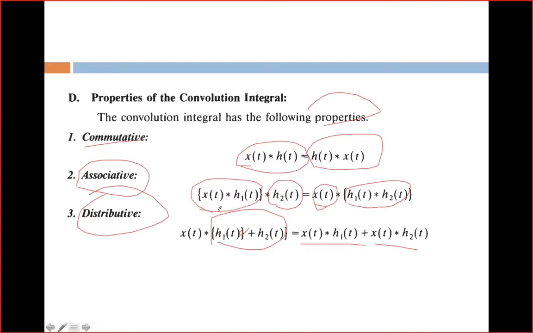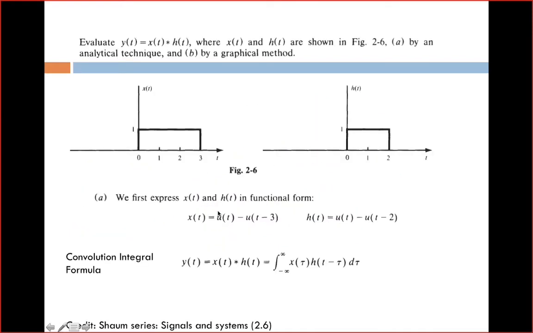Now we are going to solve a simple problem as far as this topic is concerned. We have even more complex problems also, but we are not going to discuss them today. I am going to discuss a simple problem, and I want to give credit to the book called Schaum's Series. The same problem is available in Schaum's Series, Signals and Systems, chapter 2.6. You can refer to the Schaum's Series book, where the same problem is available.